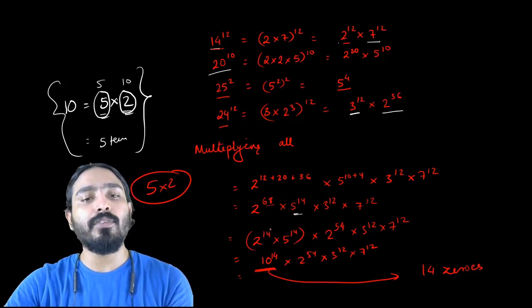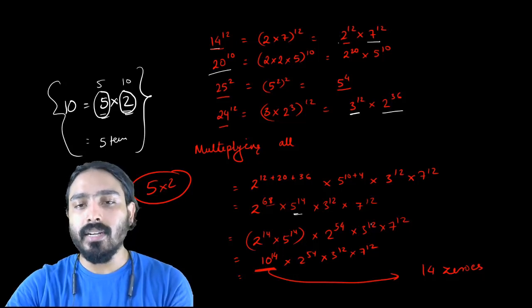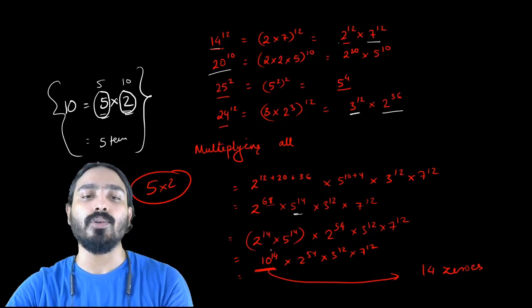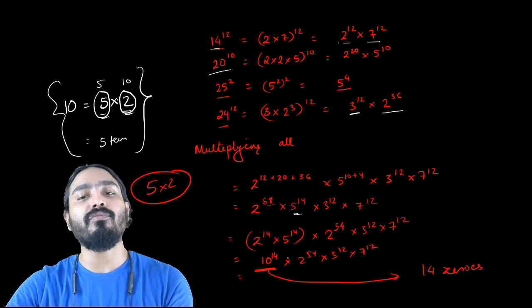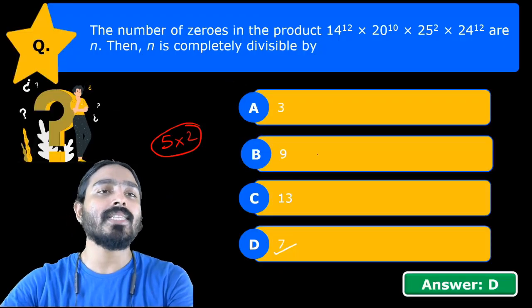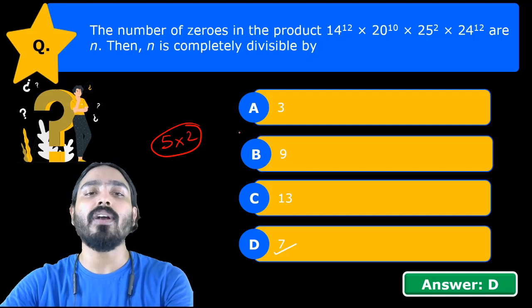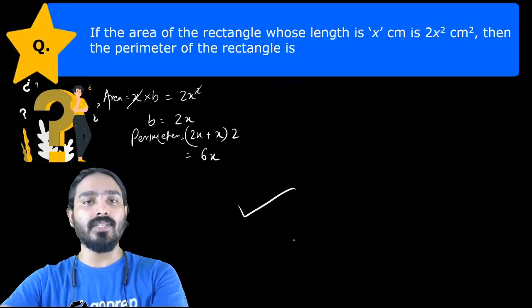So therefore we'll have 2 to the power 14 and 5 to the power 14, and the other powers can be written aside, right? They are not important right now because we only have to find the number of zeros. So 5 and 2 combined will form 10 to the power 14. So we have 14 zeros. The question is, if there are n zeros, then n is completely divisible by. So 14 is completely divisible by what? 7. So D is the right answer.